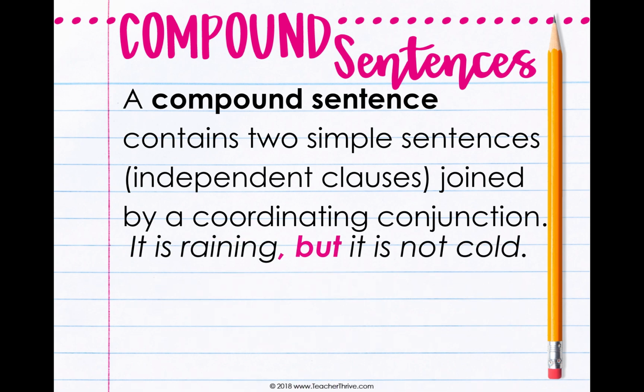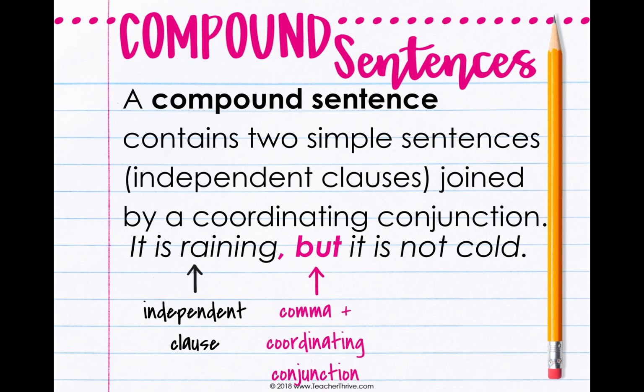Our example sentence: It is raining, but it is not cold. It is raining is the simple sentence. Another way of saying simple sentence is calling it an independent clause. So fourth graders, an independent clause is a simple sentence that has a subject and a predicate. It is raining is a complete sentence. It's simple. It has a subject and predicate. So that's our independent clause.